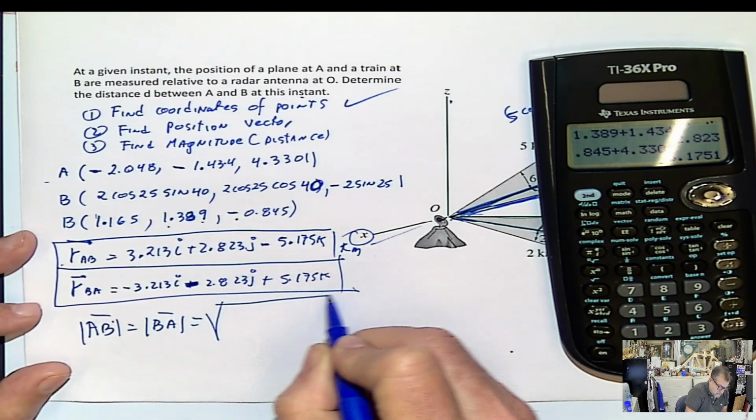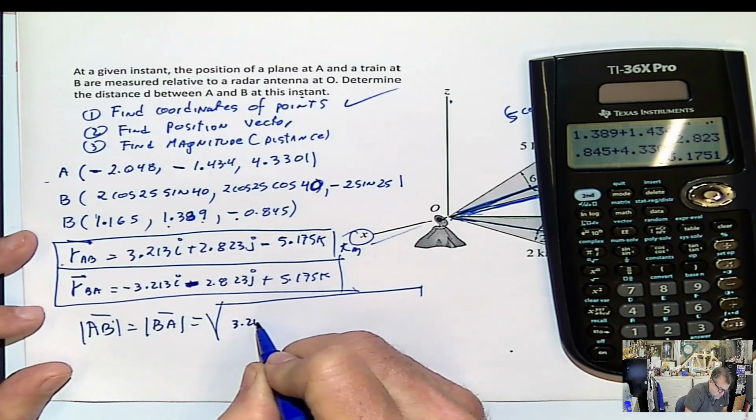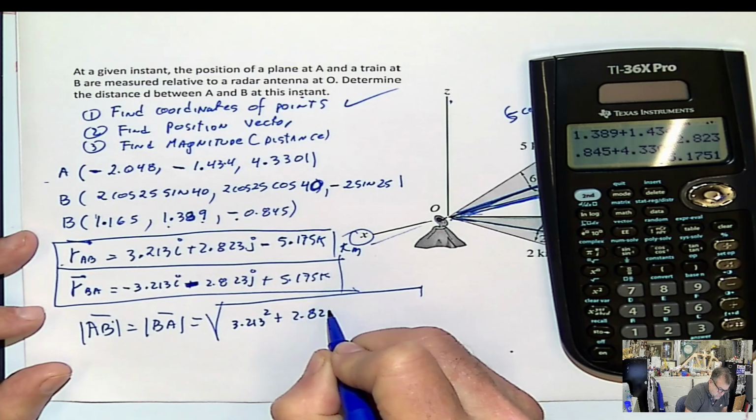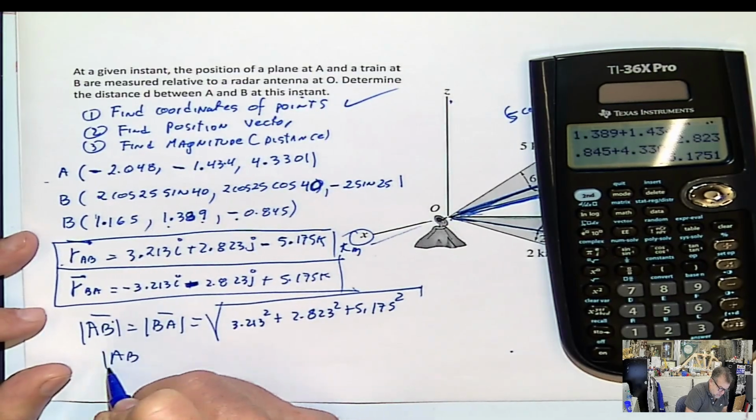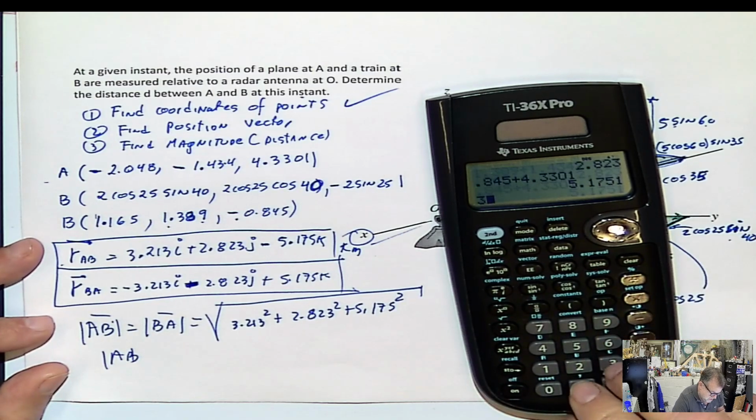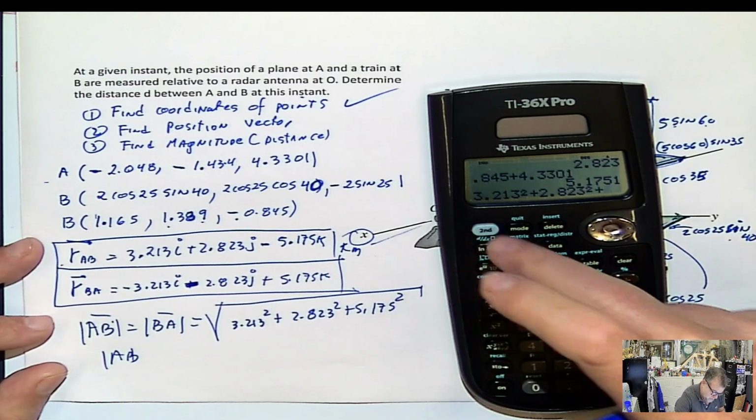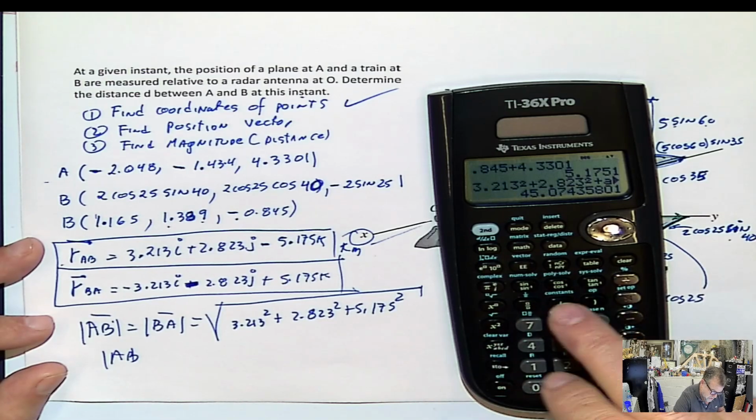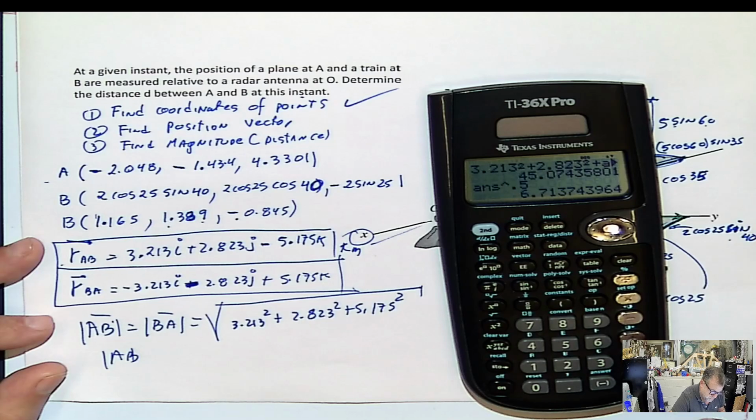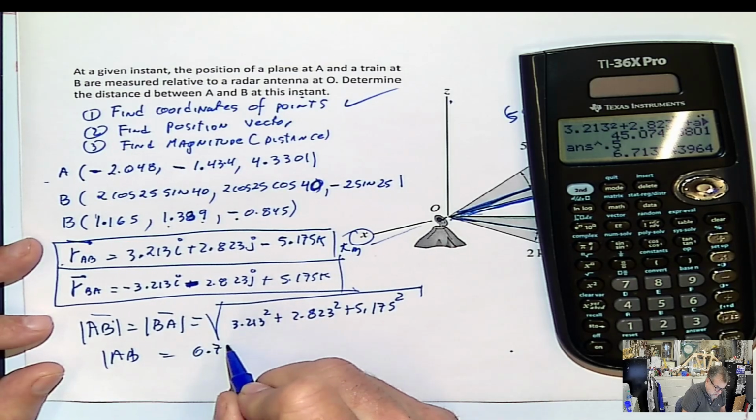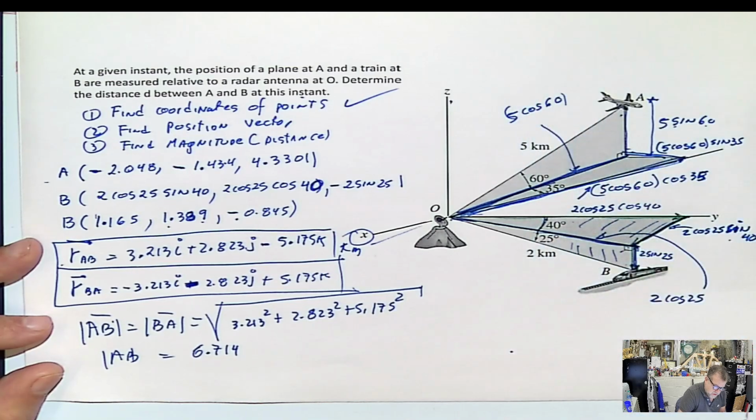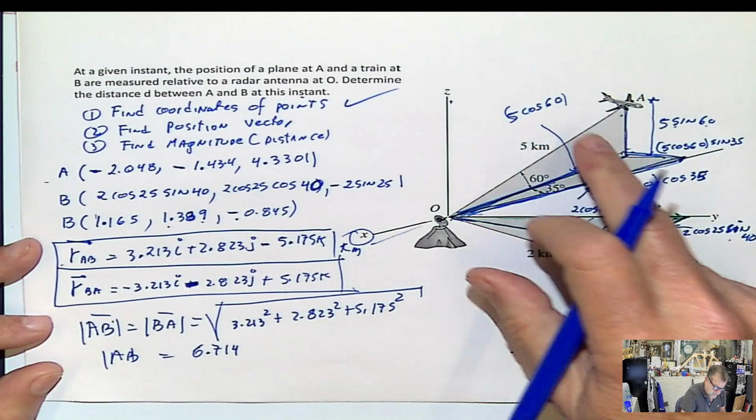And that just will be the square root of 3.213 squared plus 2.823 squared plus 5.175 squared. And that distance between the plane and the train would be 3.213 squared plus 2.823 squared plus 5.175 squared. And then I take the square root of that, which is 6.714, and the units are kilometers, right? Kilometers.